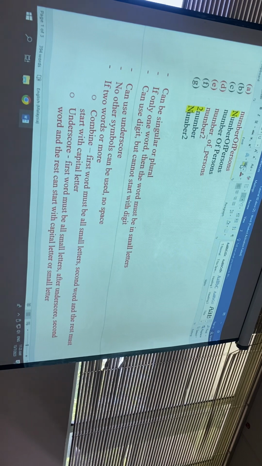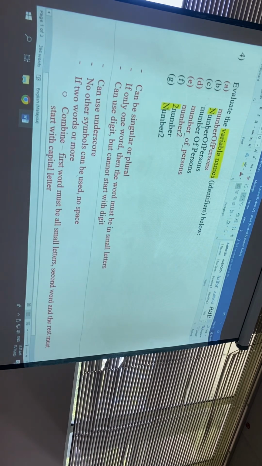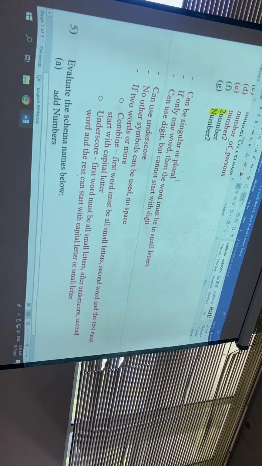So you have to remember the rules for identifier when you want to do the identifier declaration, the variable declaration. So from these questions, only A, D, and E are actually the correct identifiers. These are the rules for the identifier.